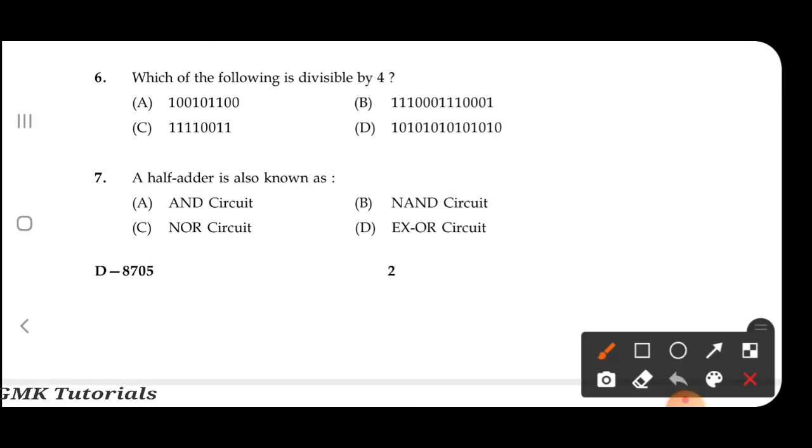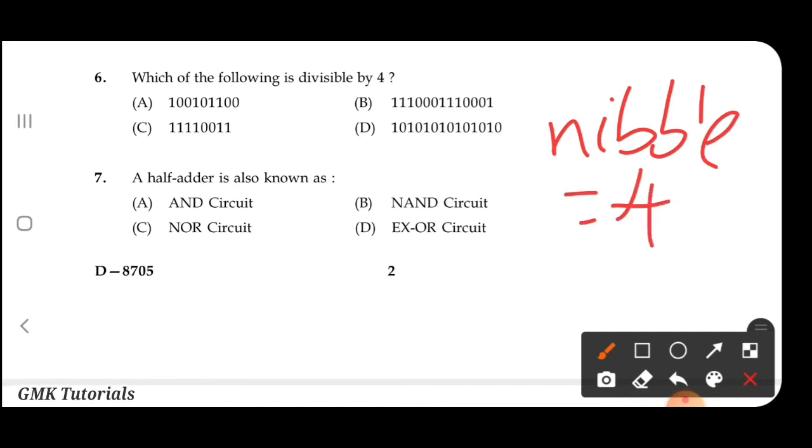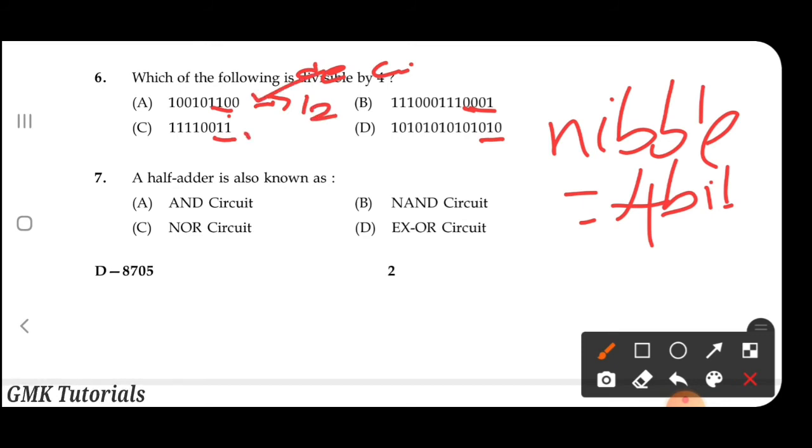Here we will take the lower nibble. Nibble means how many bits? 4 bits. So we will take the last 4 bits of all options and check which is the right one. So 1100 in binary is 12 in decimal format. 12 is divisible by 4. Another one is 3, it is not divisible. And that is also not divisible. And 1 is also not divisible. So option A is the right answer.